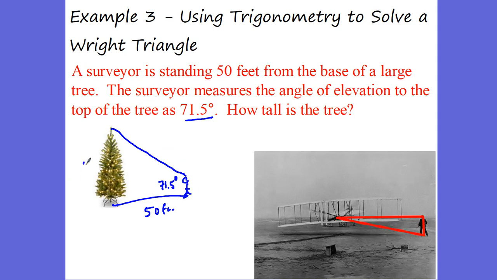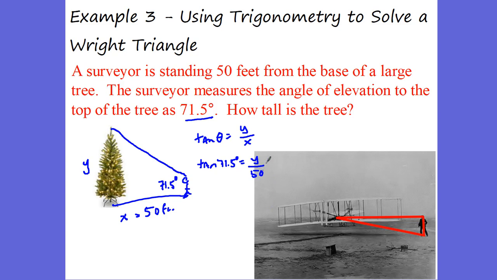We want to know this y value, don't we? We don't really care about the hypotenuse here. So you can see we have an x value and a y value, which means we're going to use tangent, aren't we? Tangent of my angle equals y over x. So tangent of, what's my angle? 71.5 degrees. Make sure you're in degrees in your calculator. Equals y over your x of 50.